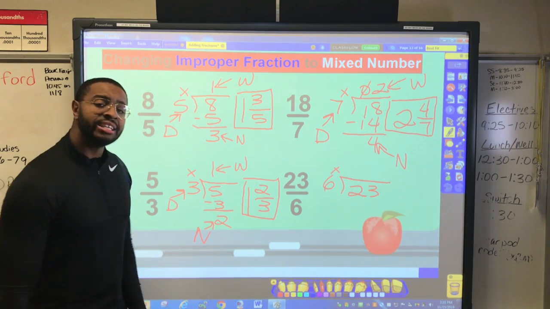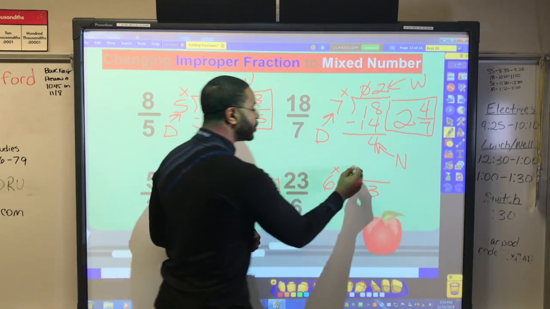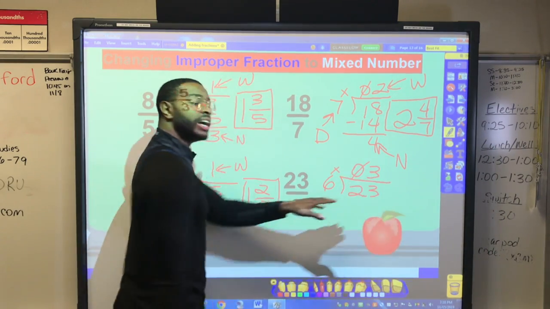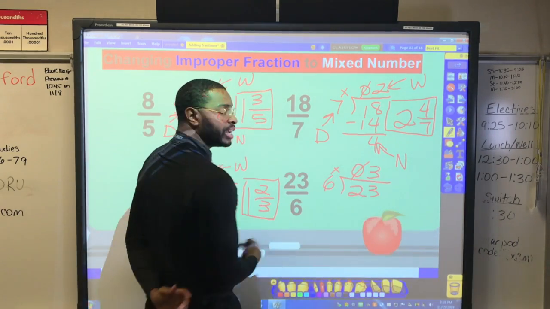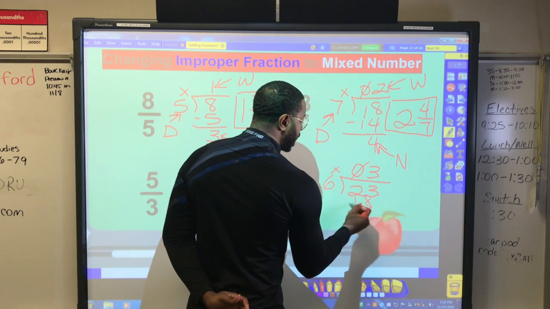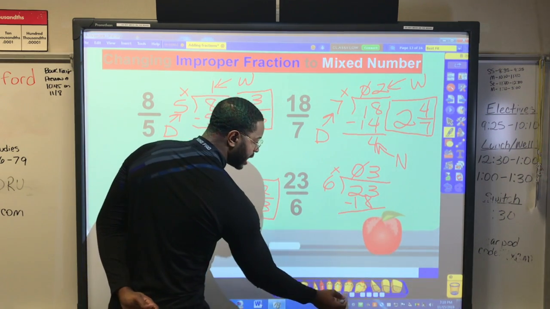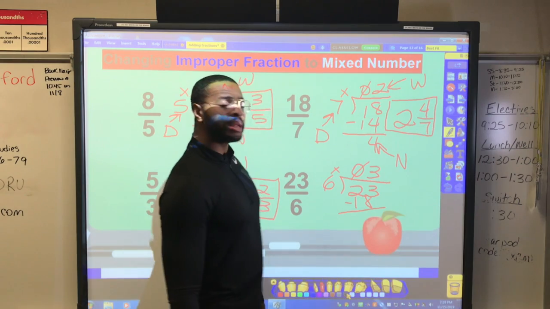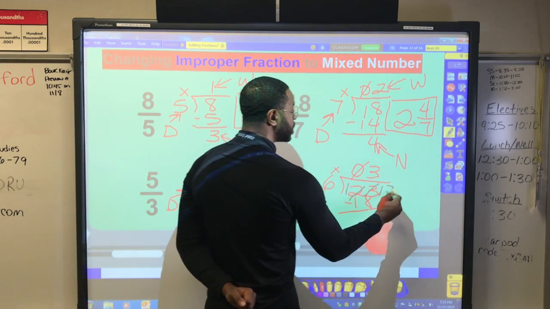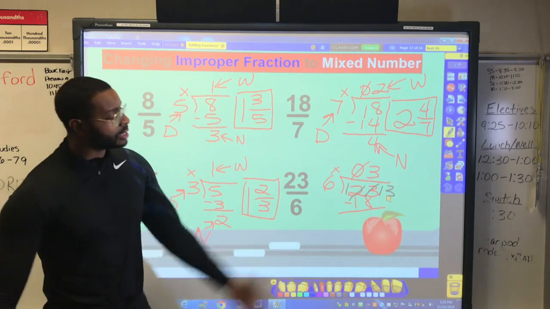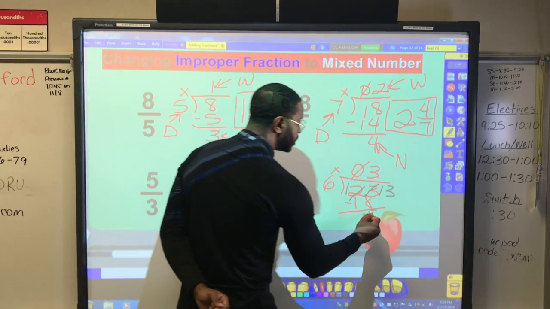Okay? I know that 6 times 3 will get me a number that's close to 23 without going over. And I know that 6 times 3 is 18. Now all I'm going to do is subtract that. Let me regroup. I know that this is going to become 13. I know that 13 minus 8 is 5.